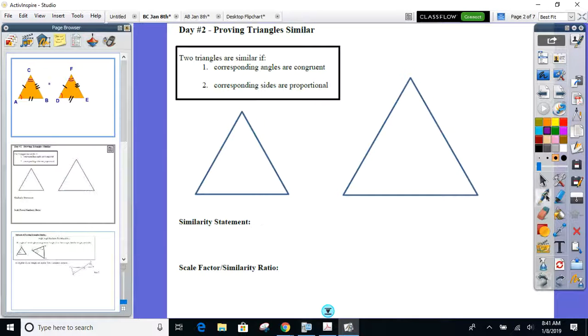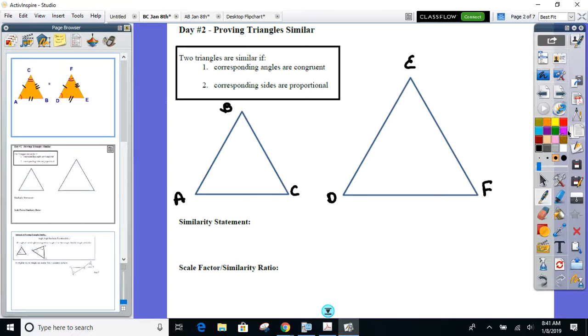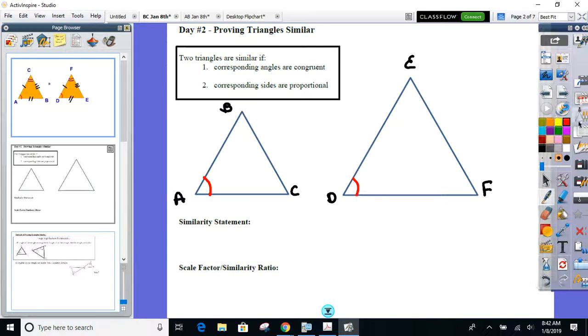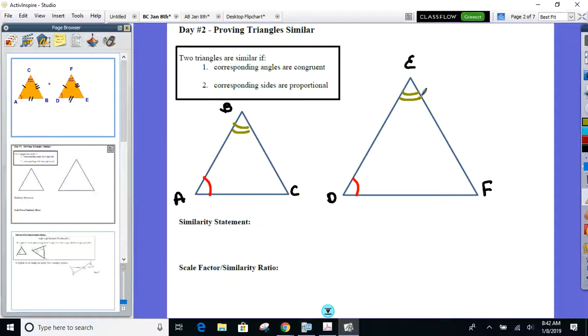All right? So let's start out with naming this one ABC, and this one DEF. So what's the big difference between similar versus congruent? Well, first thing, corresponding angles are still congruent. Okay, so let's mark A congruent to D, and let's mark B congruent to E. That's still the same. The corresponding angles, if the triangles are similar, are still congruent.